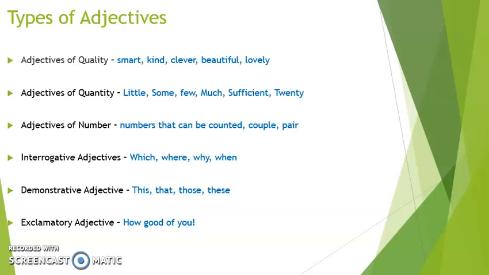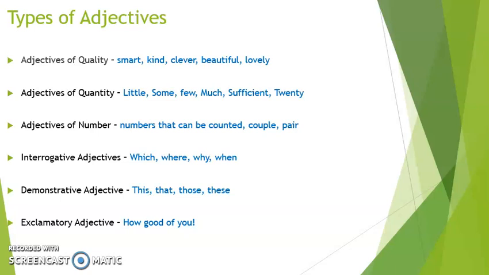And then we have interrogative adjectives. Which is your house? Then, where, why, when? When did the event happen? So when you want a specific answer, when you want specific information about something, these WH words become interrogative in nature, and then they are called interrogative adjectives.